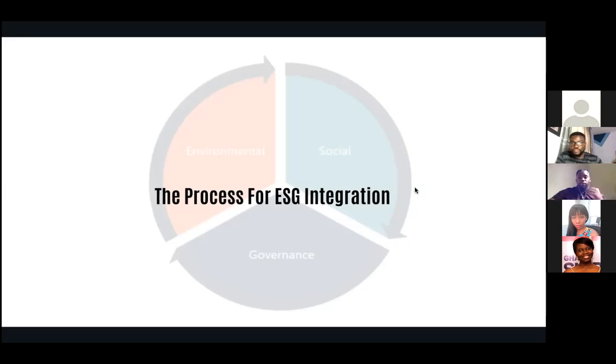So the process we've developed at Climatr is really based on these three major pillars: environmental sustainability, social sustainability, and governance sustainability. For us, the goal was to be able to identify risk factors as well as opportunities across these three major pillars, the environmental, social, and governance side, as relates to a business.